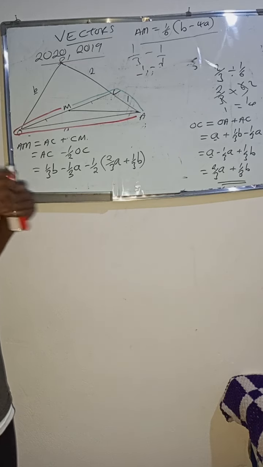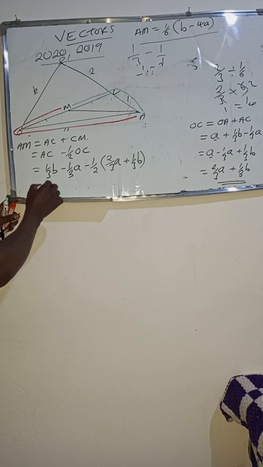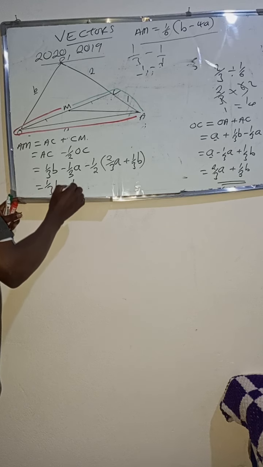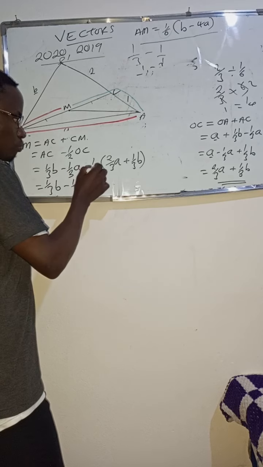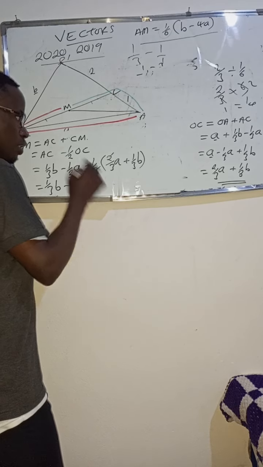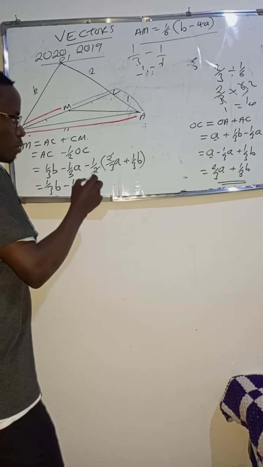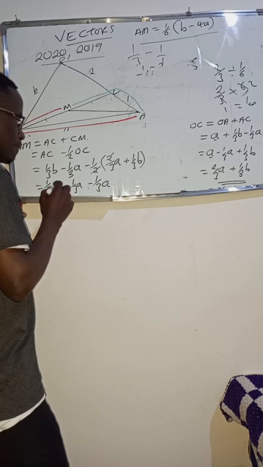So those are the two principles when you're writing an exam. So let's proceed. So this is going to be 1 over 3b minus 1 over 3a. Then the 2 there and the 2 there will cancel, so we remain with minus 1 over 3a, okay?